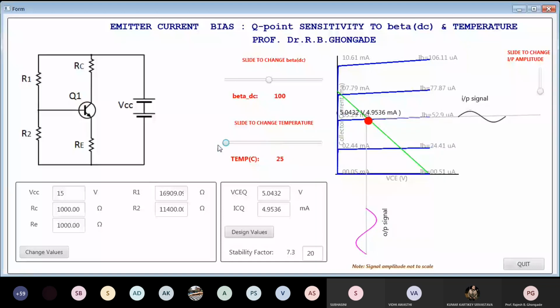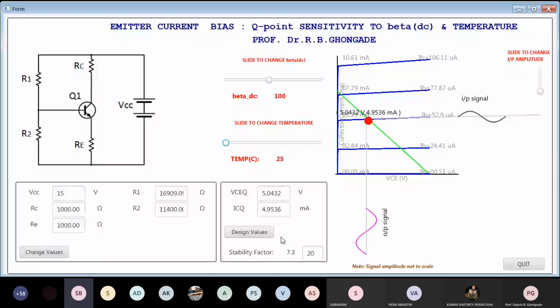So we can say that the bias stability is more, and from here itself you can see that the stability factor is 7.3. We had predicted that the stability factor for our example would be 7 to 7.7, and yes, it is well within that range. So what do we conclude from this? That the emitter current bias is a very good circuit for signal amplification.